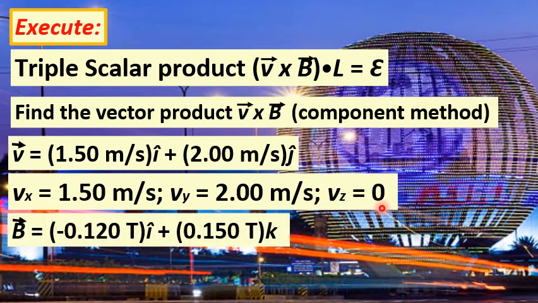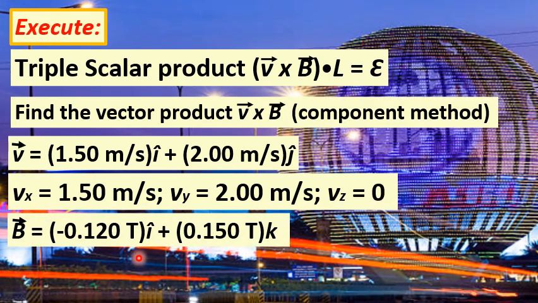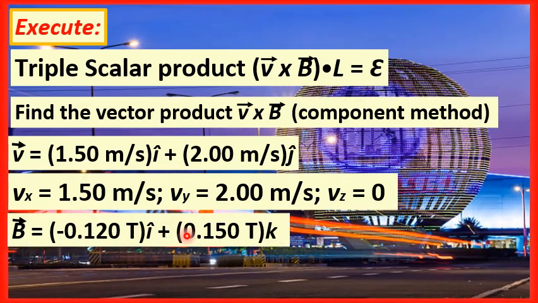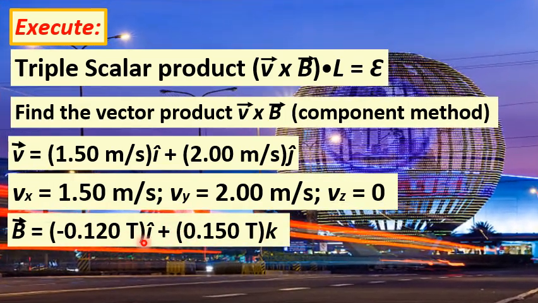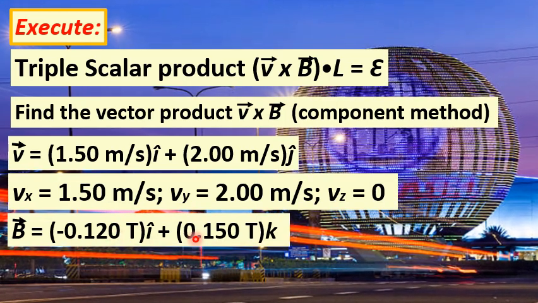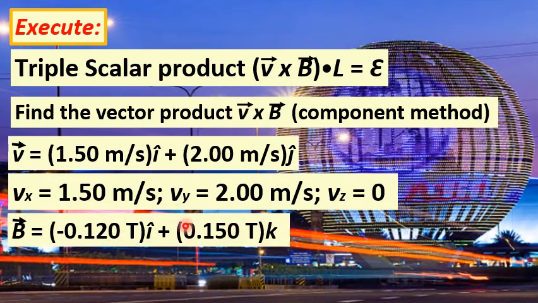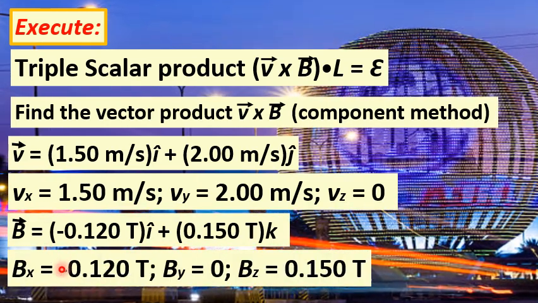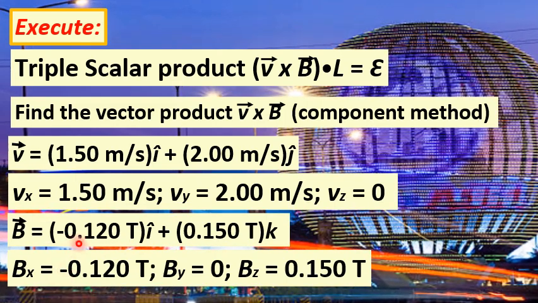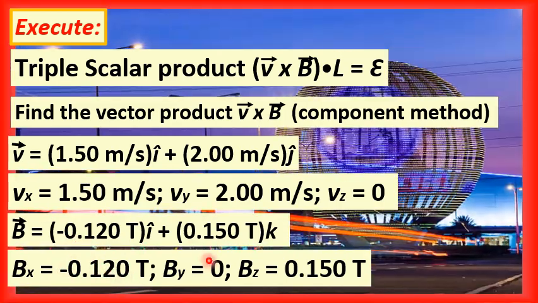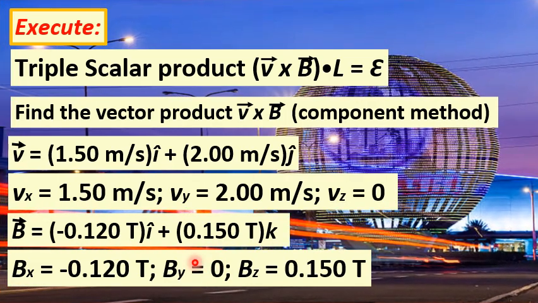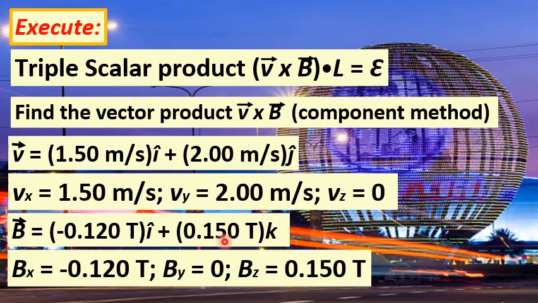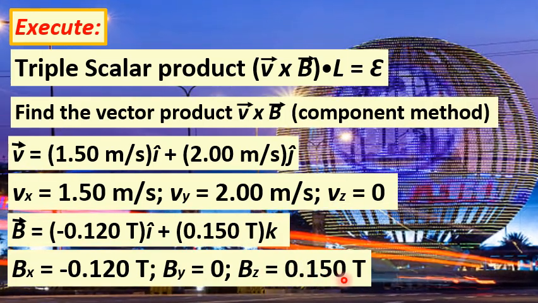Likewise, for the given magnetic field equation, where the x and the z components are used, we can figure out that the x component of the magnetic field Bx is equal to negative 0.120 Tesla, while the y component is obviously equal to 0 and the z component is 0.150 Tesla.